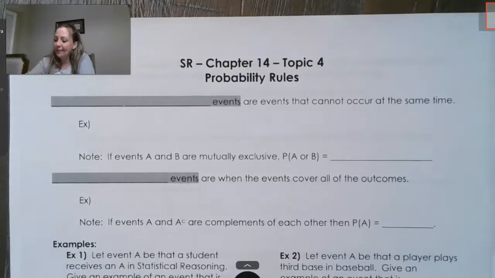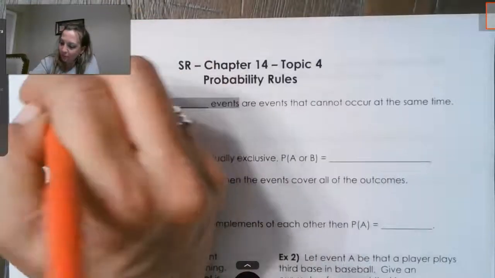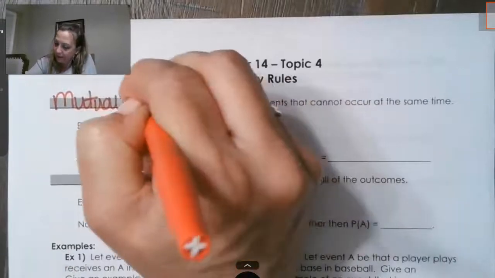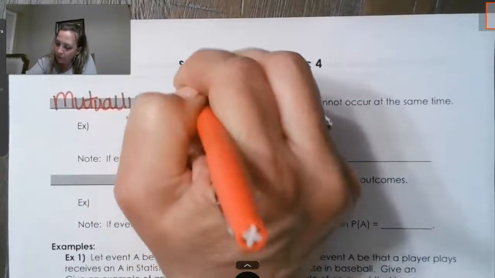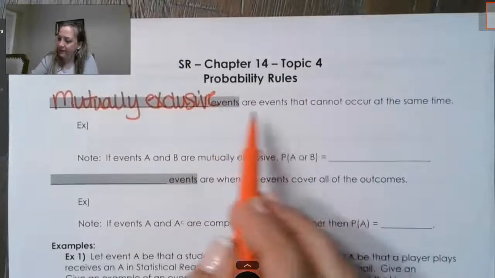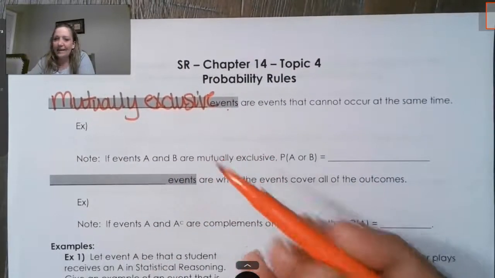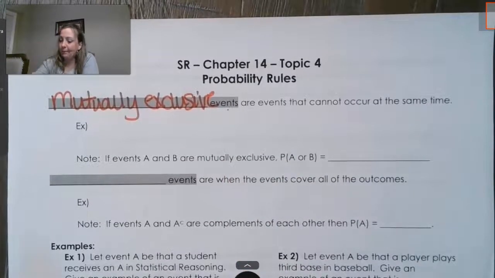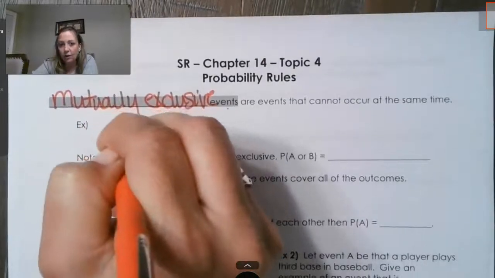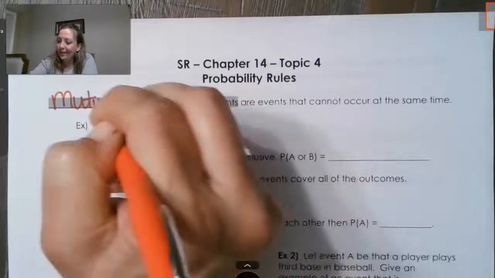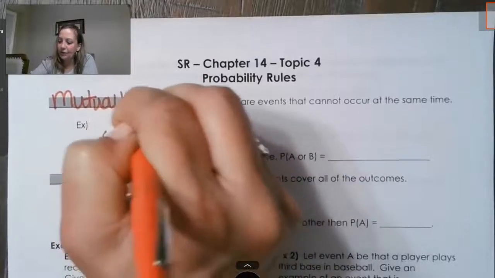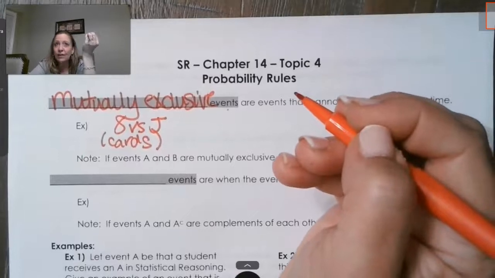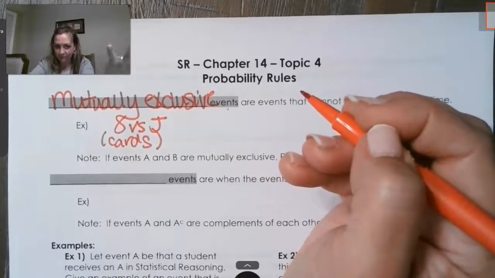Okay. First, I'd like to define for you what a mutually exclusive event is. So mutually exclusive events are events that cannot occur at the same time. So for example, if you're dealing with a deck of cards, like getting an 8 versus getting a jack. When you pull out of a deck of cards, you can't get a card that's both an 8 and a jack at the same time, okay?